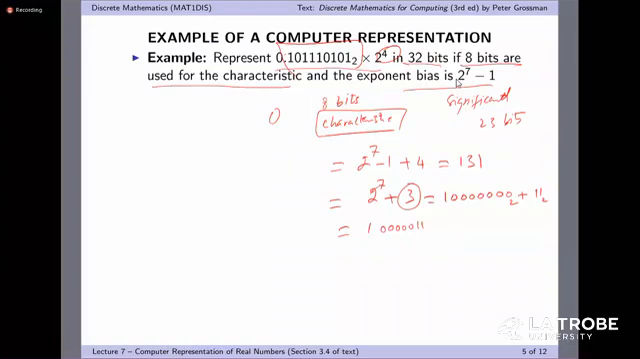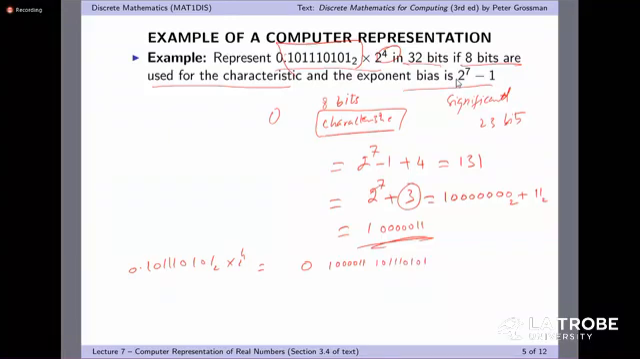That's your binary representation of 131. And these are your 8 bits. This is how you represent a real number. So what would be the 0.101110101 2 times 2 to the power 4? It will be represented as 0 for the sign bit, then 8 bits for the characteristic, then the significant, which is 10110101.